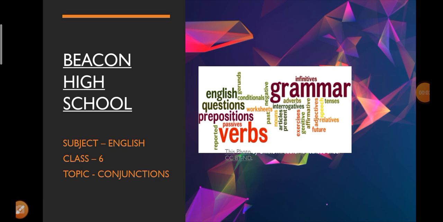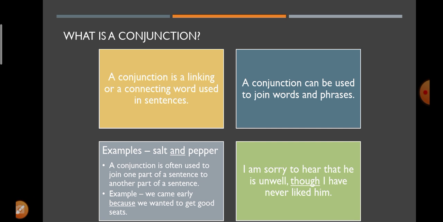Hello everyone. Let us start a new topic today, and the name of the topic is conjunctions. Let us look at the definition for it. What is a conjunction? A conjunction is a connecting or linking word used in sentences. So, whenever there are some words that link or connect some words in a sentence with each other, those words are known as conjunctions.